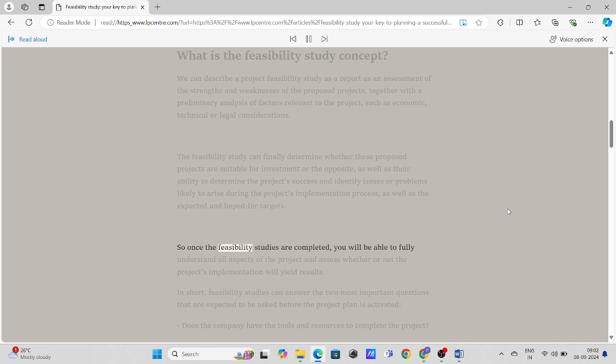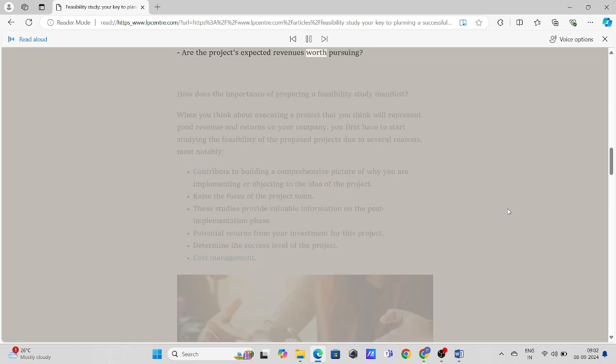So, once the feasibility studies are completed, you'll be able to fully understand all aspects of the project and assess whether or not the project's implementation will yield results. In short, feasibility studies can answer the two most important questions that are expected to be asked before the project plan is activated. Does the company have the tools and resources to complete the project? Are the project's expected revenues worth pursuing?